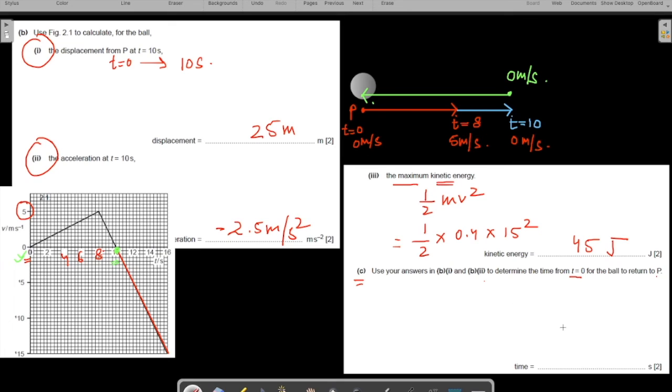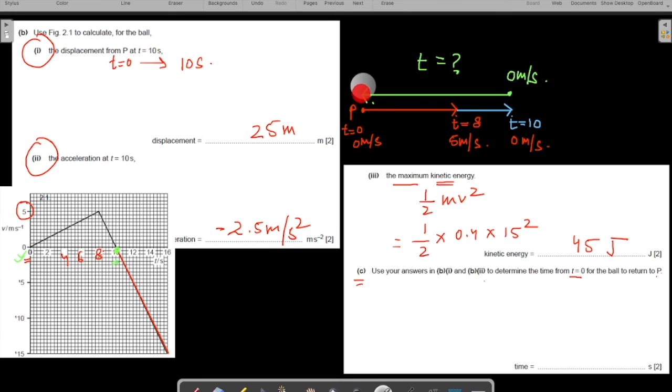So they are asking you the time for the return. Time for the return from this point to the original point P. How much time will it take for the ball to return back to the original position when you know that the starting velocity is 0?